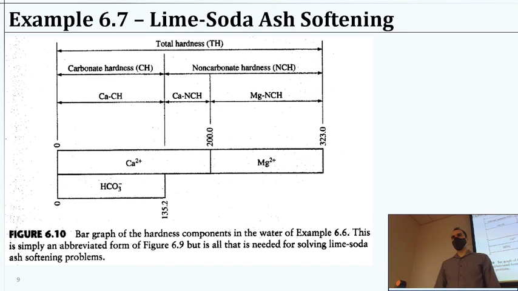Here's the figure that they were talking about, this bar chart where we have total hardness and different components. Some of it is carbonate hardness, some is non-carbonate hardness. We have calcium carbonate hardness, calcium non-carbonate, and magnesium non-carbonate hardness. Based on the values here, they're just drawing it up. We have 323 total hardness.